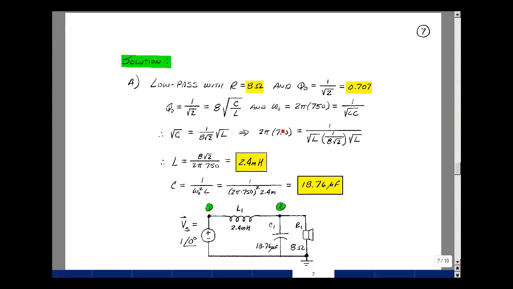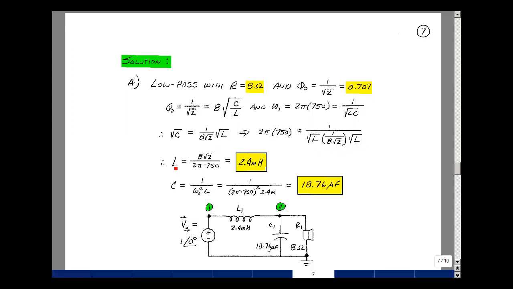I have a second equation and 2 unknowns, and then omega naught for our low-pass crossover, which is at 750 Hz. Multiply that by 2 pi, and that's going to be equal to 1 over square root of LC. Let's solve this equation for the square root of C. So bring the 8 over here, bring the square root of L over here. I have an expression for the square root of C, and I'm going to put that in for this term right here. 2 times pi times 750 is equal to 1 over the square root of L, and then the square root of C is this term over here, which is square root of L divided by 8 square root of 2. Multiply these two together, I get an L squared square root, so it's just the value of L.